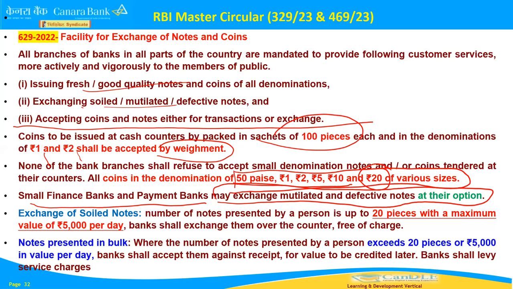Exchange of soiled notes is very, very important. The maximum exchange of soiled notes a bank branch should give is 20 pieces with a maximum of 5,000 per day. This number you have to remember. Soiled notes in a branch, you have to accept 20 pieces with a maximum of 5,000. And please remember, across the counter you have to pay, even to a non-customer, and free of charge you have to do.